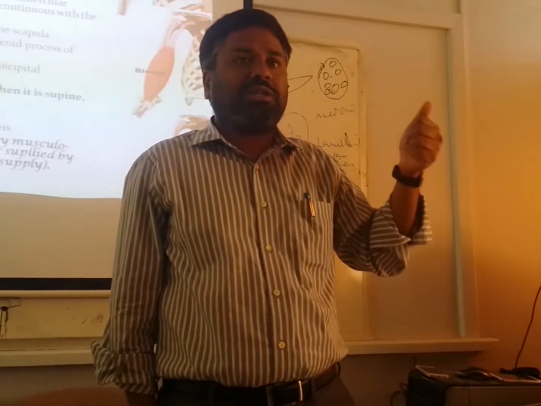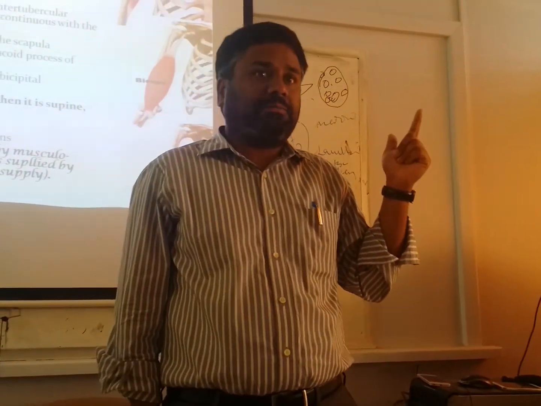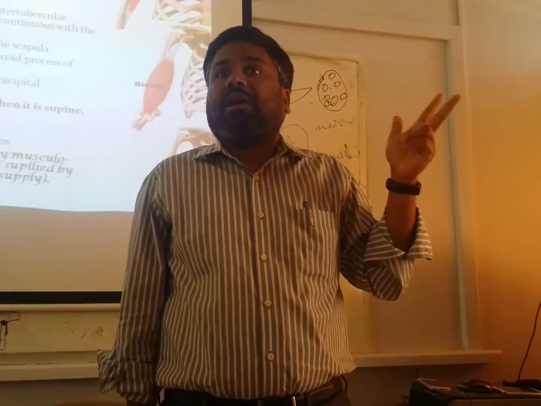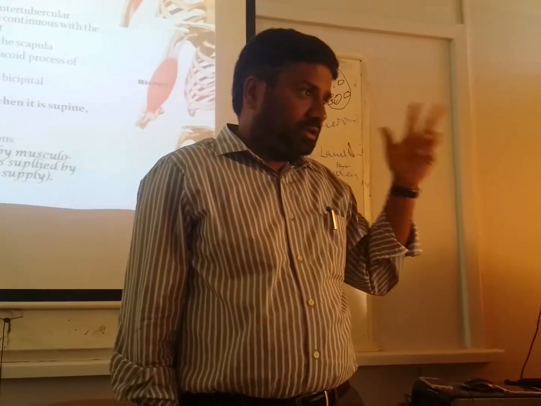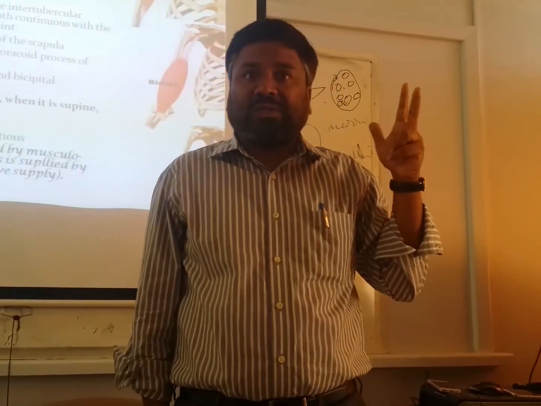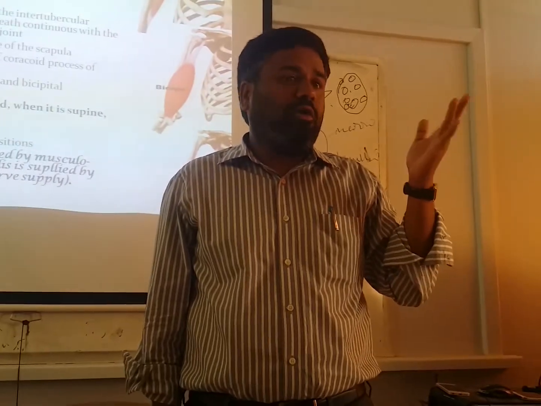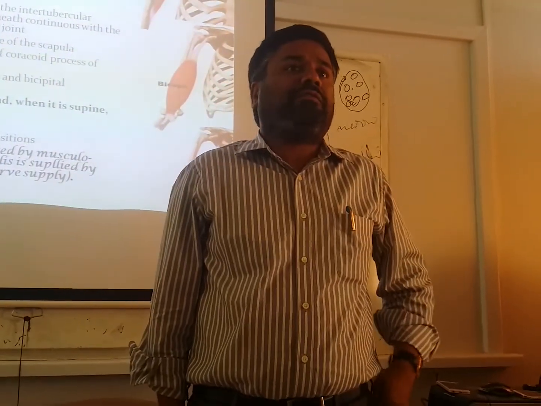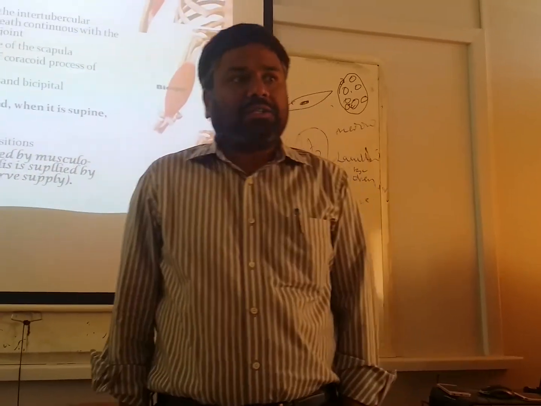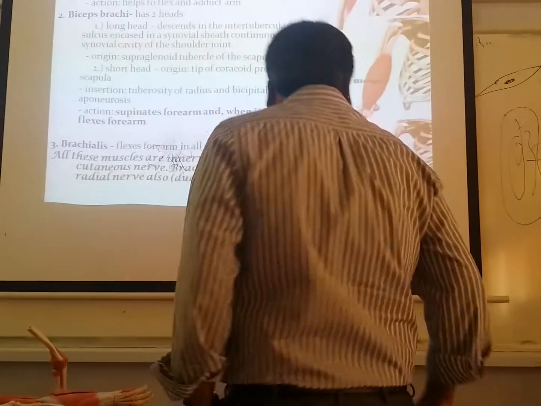Musculocutaneous nerve piercing coracobrachialis. Okay, that's 1 point. Second point, action of the biceps. Number 3, intracapsular origin of long head of biceps. Number 4, the dual nerve supply of the brachialis. Okay, these 4-5 points you keep in mind.